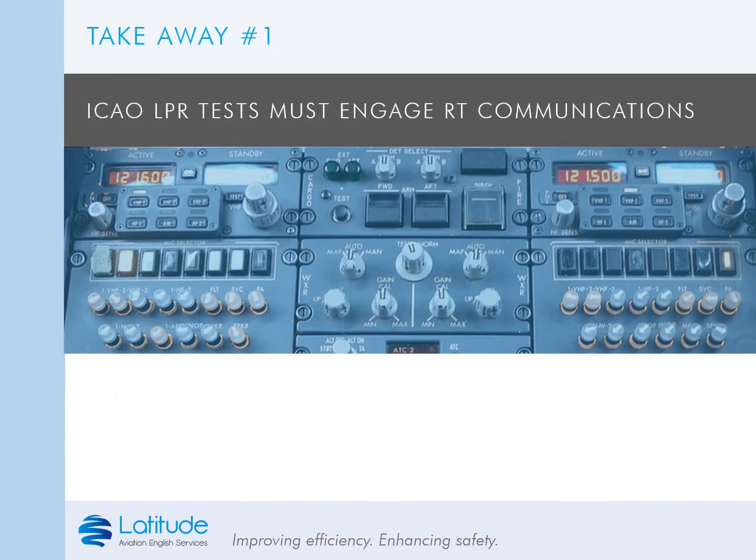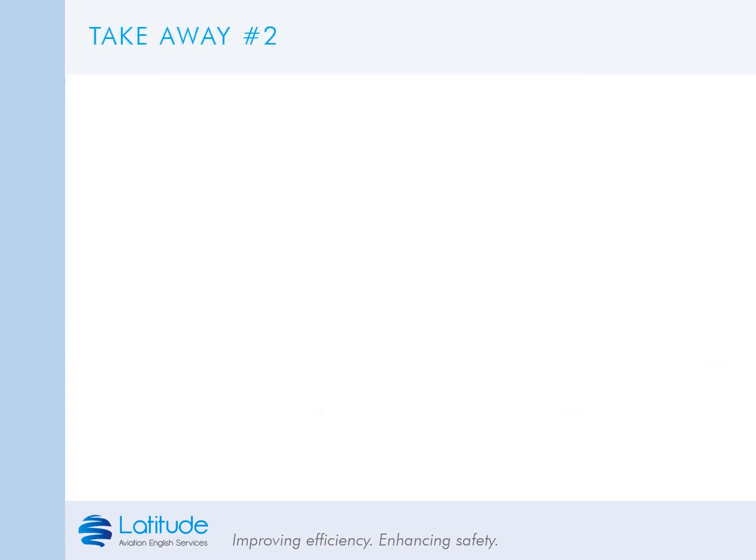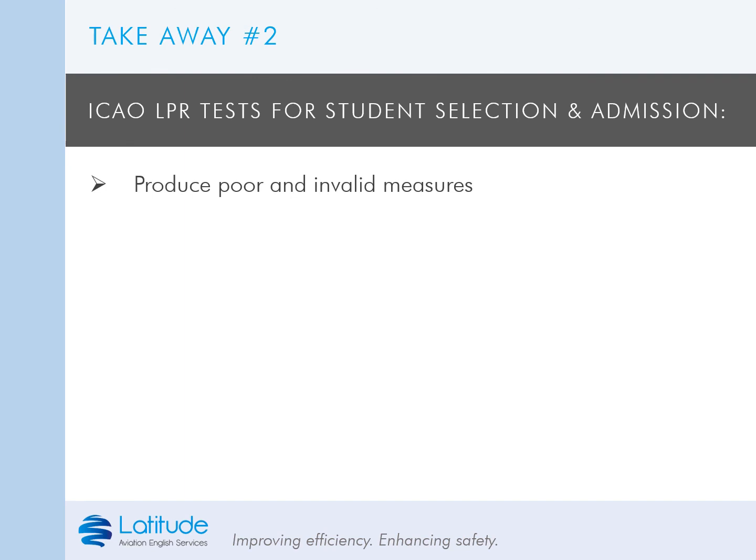Takeaway 1. ICAO English tests must directly engage RT communications, which includes standard phraseology and plain language. If they don't, they are not ICAO English tests. Takeaway 2. Use of ICAO English tests for student selection and admission produces poor and invalid measures of language proficiency. It constitutes test misuse.